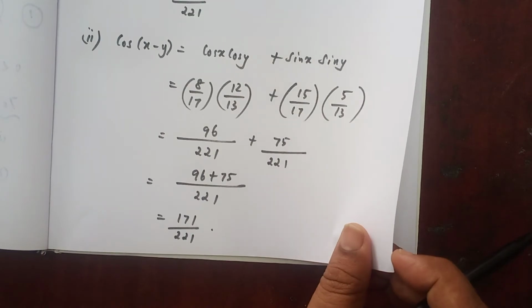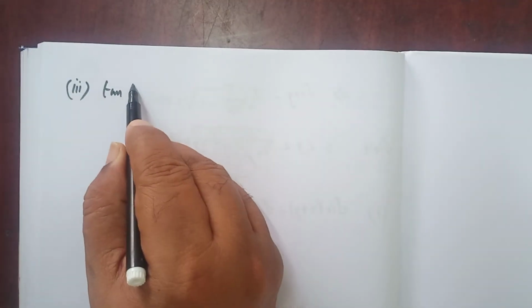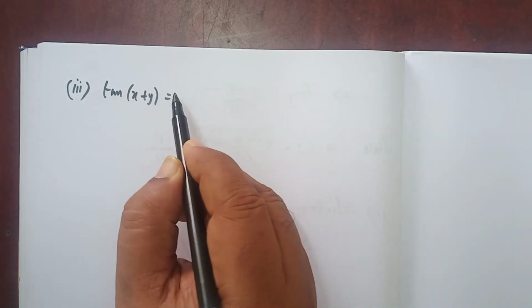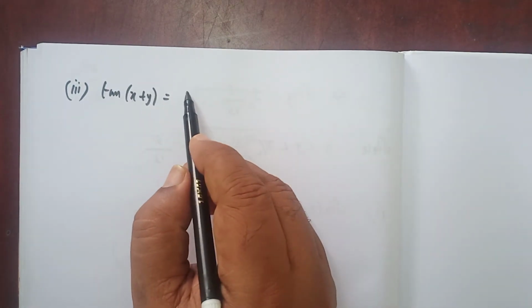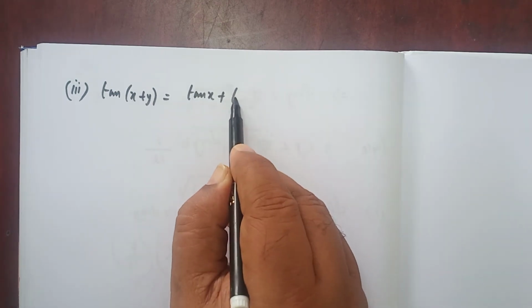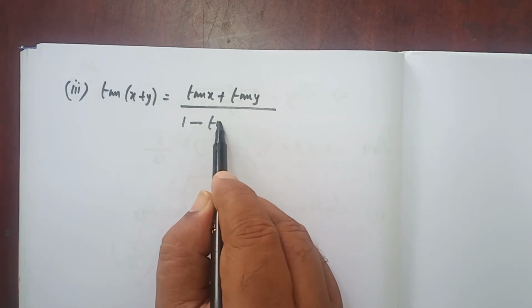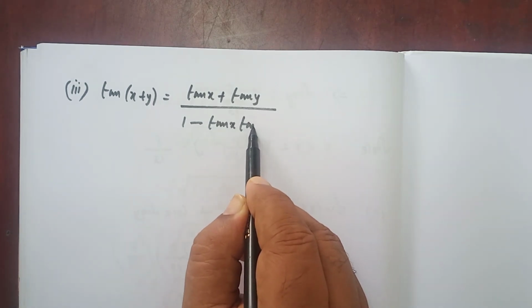Now subdivision number 3, tan of x plus y. Tan of x plus y, we can apply the formula: tan x plus tan y, divided by 1 minus tan x into tan y.